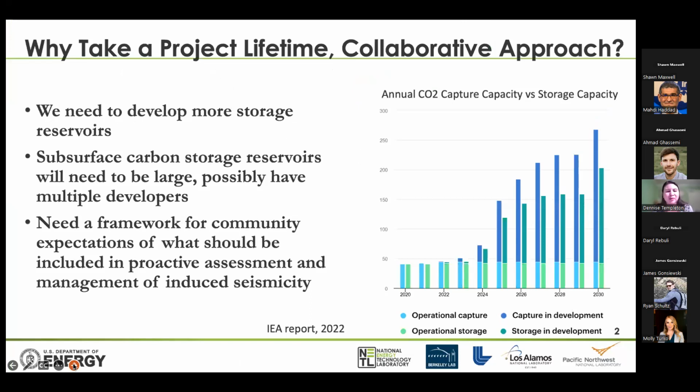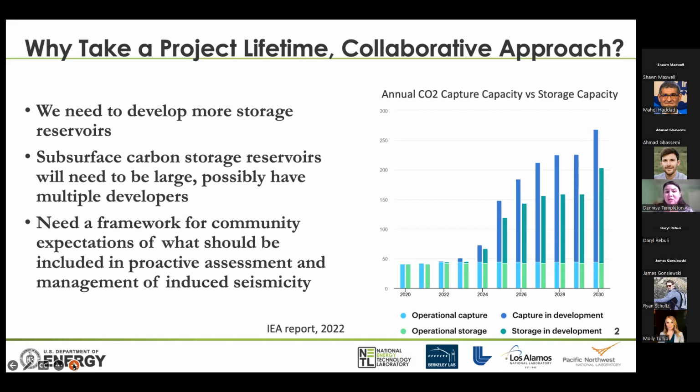Okay. So, just to begin, what is our big picture here? Why are we taking a project lifetime collaborative approach to induced seismicity risk? First of all, we just need to develop more carbon storage reservoirs. If we look at some of the research that's coming out, we can see that carbon capture that's being developed right now is overtaking the carbon storage that is being developed right now. So we really need to get on board more carbon storage reservoirs.